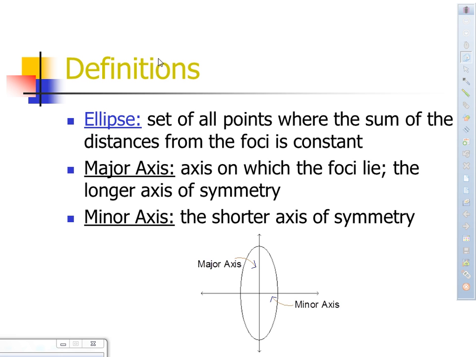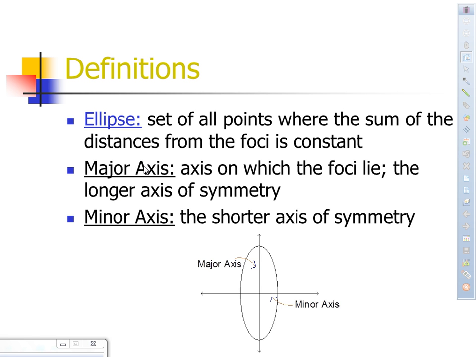You don't have to write all this out, but make sure you have ellipses. Basically, an ellipse is this oval shape. Now, this one right here is longer going up and down than it is side to side. An ellipse is a set of all points where the sum of the distance from the foci is constant. I really don't care if you know the definition exactly, but you need to know what the shape looks like.